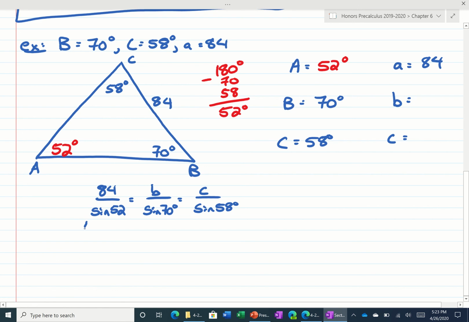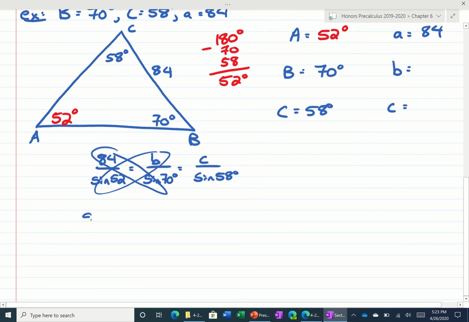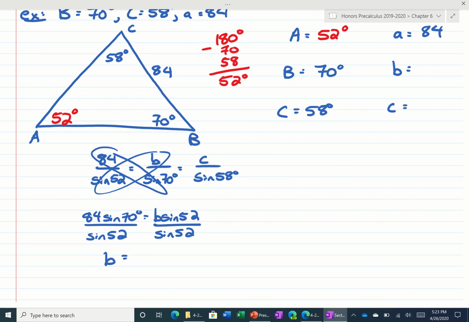So I'm going to use my full fraction, and I could pick either one, it doesn't matter which one I pick, but I'll use B because it's right next to it. And all I'm going to do is cross multiply and divide to find the missing piece. So 84 times the sine of 70 is equal to B times the sine of 52. We divide both sides by the sine of 52. We'd get that B is equal to, make sure your calculator's in degree mode, 84 sine 70 divided by the sine of 52. Comes out to 100.2.